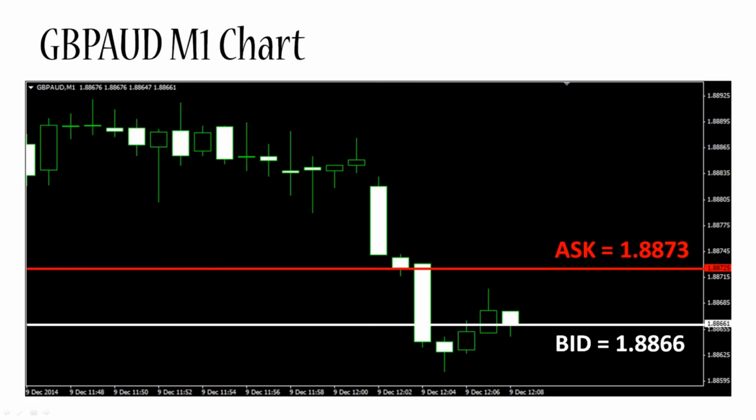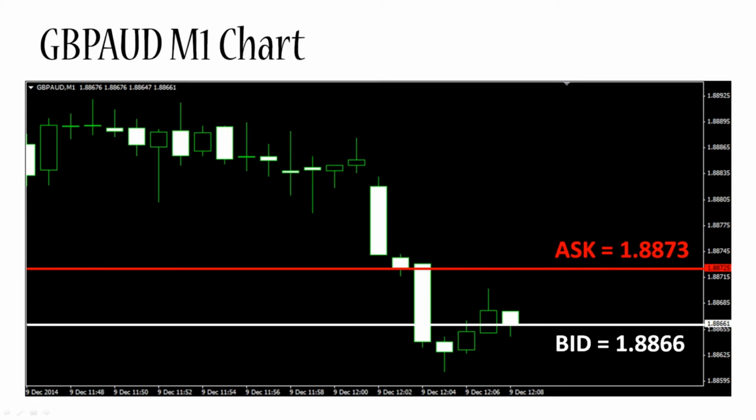Any Forex currency pair actually has two prices, the ask price and the bid price. The ask price will always be above the bid price, and the ask price is the price that you would be quoted at if you want to buy the base currency. If you want to sell the base currency, you will be using the bid price. So here we're using the British pound Australian dollar as an example, and in that currency pair, the British pound is the base currency, the Australian dollar is the quoted currency.